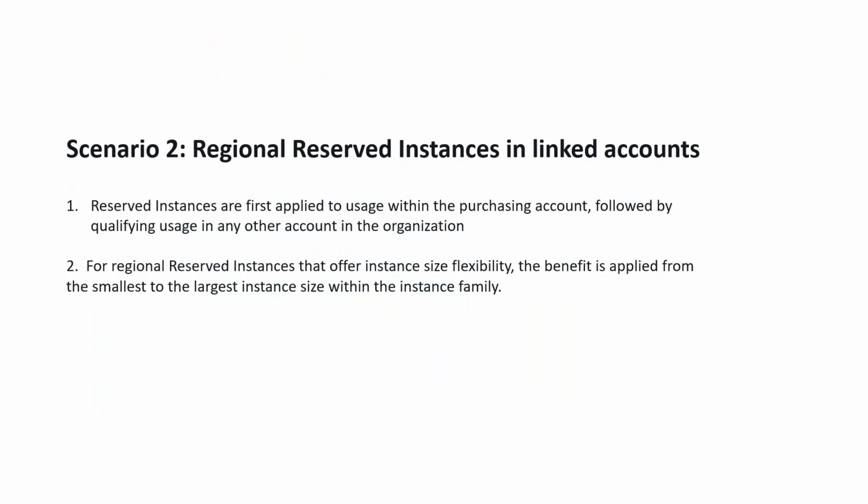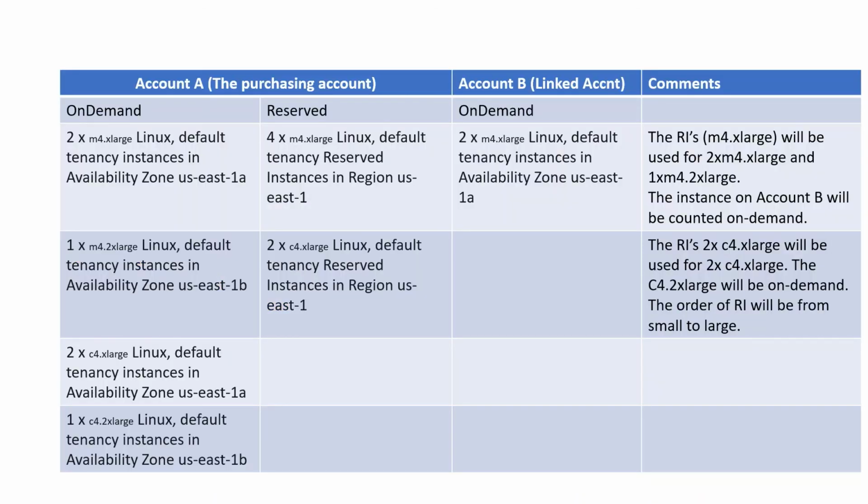So this scenario emphasizes a couple of points. The first one is that the RI will always be applied within the purchasing account itself, and then any excess qualifying usage will be applied to the linked account. And the second point, the RIs will be applied from the smallest to the largest instance type within the family. So we will see an example of this.